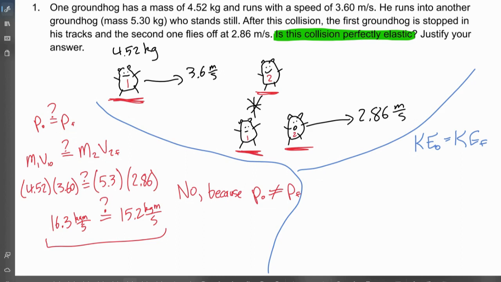Okay, so now we can test this. Well, kinetic energy initial, right? That's just going to be 1/2 m1 v1 naught squared, okay? Because the other guy is not moving. And then finally, now the first groundhog's not moving, so we're just going to do the second groundhog, m2 v2 final squared. All right, 1/2s go away. So we could either check m1 v1 naught squared equals m2 v2 final squared.